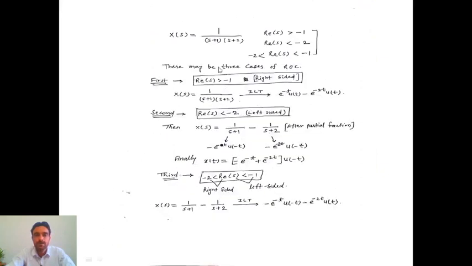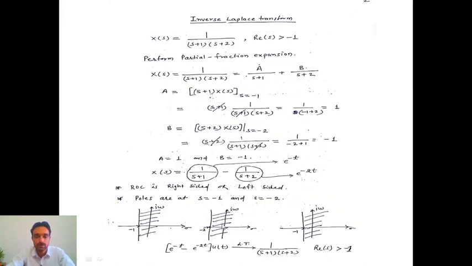Now we can see that there may be some other cases. The first case we have already discussed, when ROC is greater than -1. If the ROC was less than -2, then what will happen? There are two poles: one is s equal to -1, second is s equal to -2. These are the poles, -1 and -2.